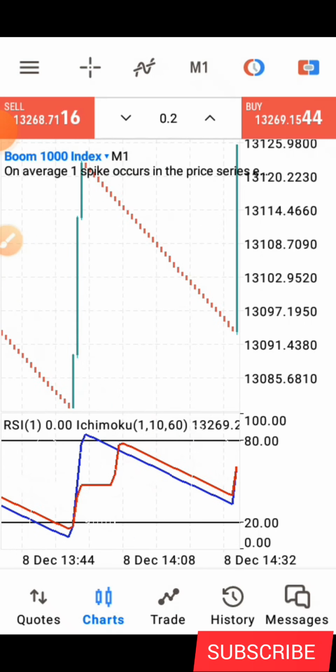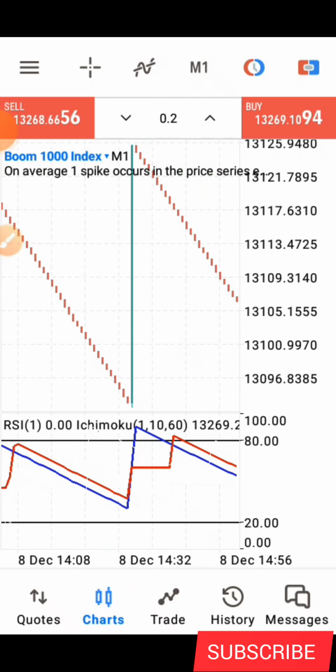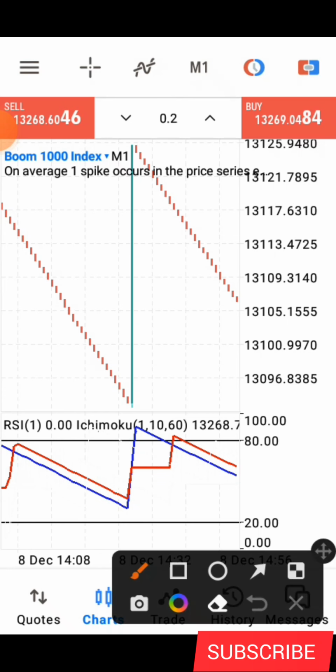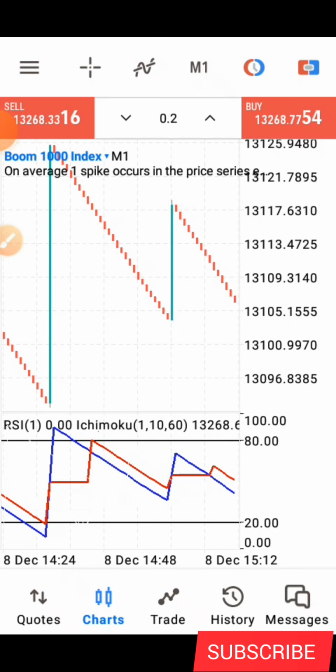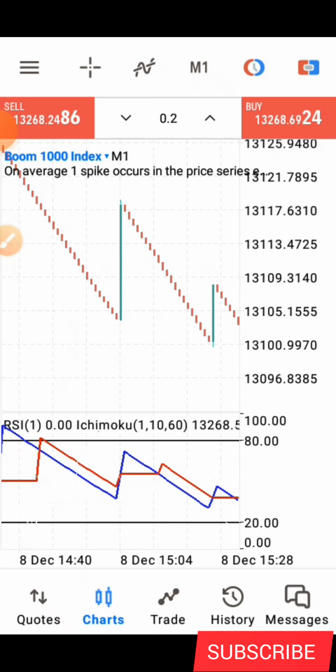And there is something I would like you to know again. Whenever you are observing the conditions, you need to take note of this red line here, this red Ichimoku line. It must touch the 80 level before you take any entry. So even if the blue is touching it and the red has not yet touched the 80 level, you are not to take any entry. Because there will be some time the blue will be touching but the red will not touch. So whenever the blue touch and the red is not touching, it's not safe. So you are not to take any entry.